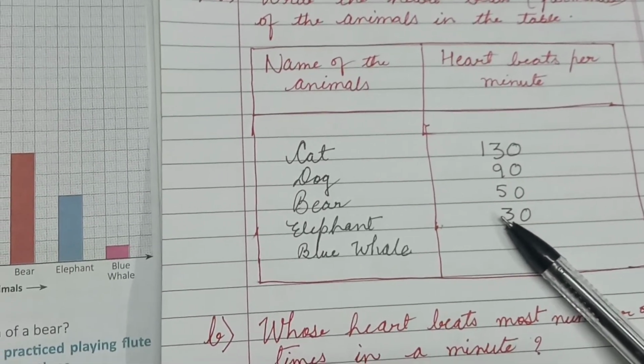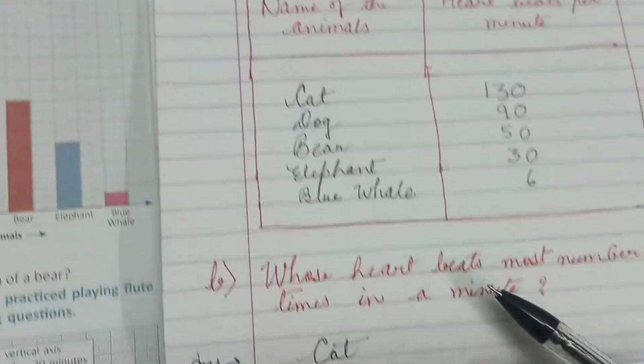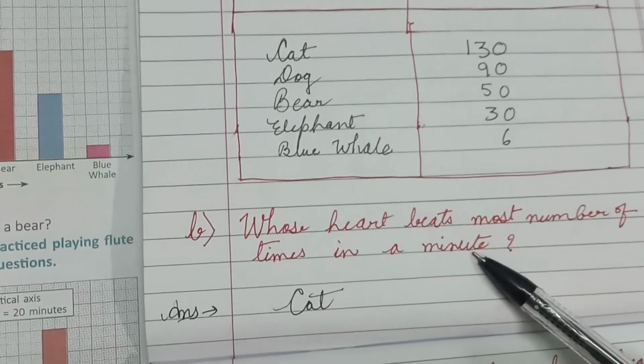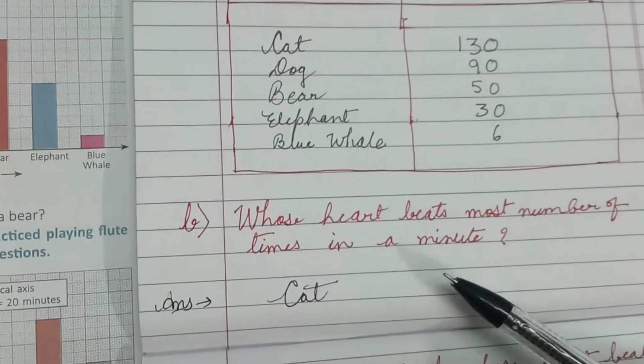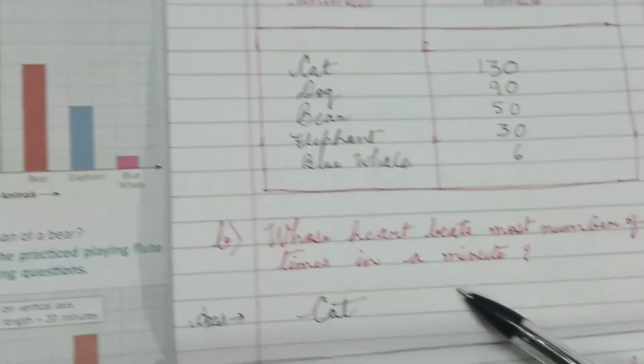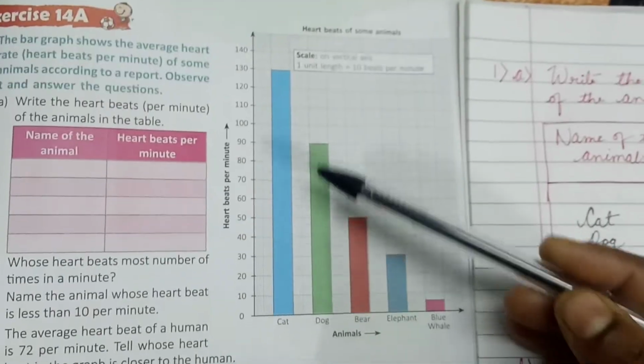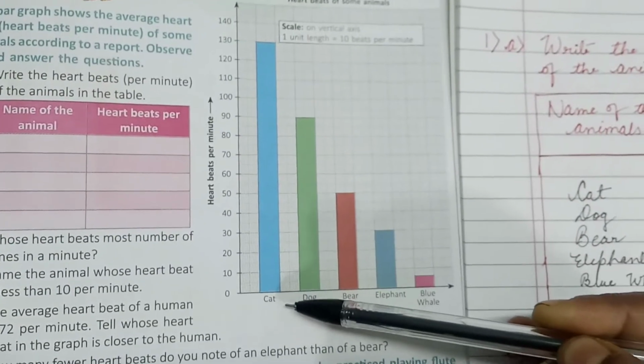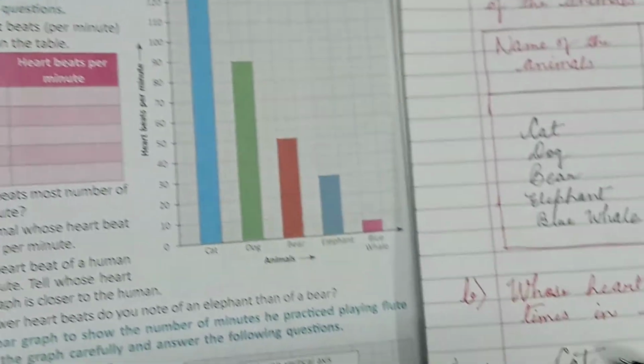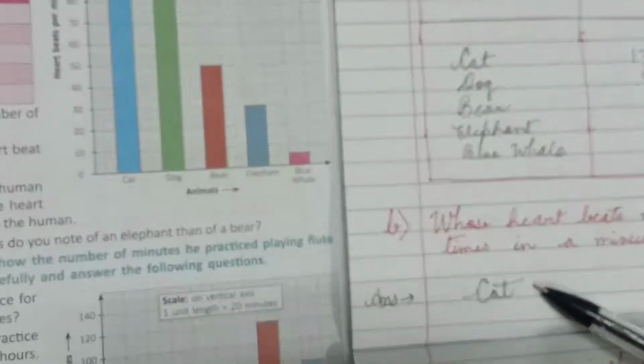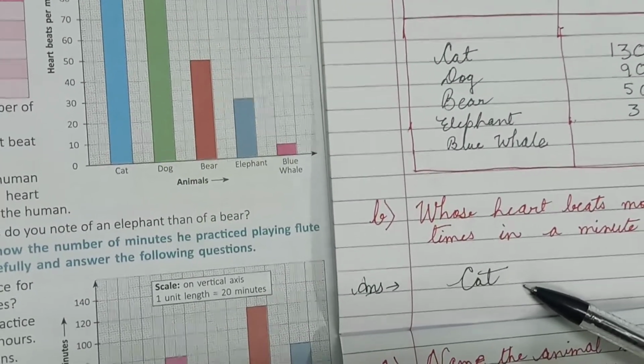So children, fill it here in the table. Now moving to question number B. Whose heartbeat is most number of times in a minute? So you can see here, children, the longest bar is for cat. So answer will be cat. The cat heart beats most number of times in a minute.